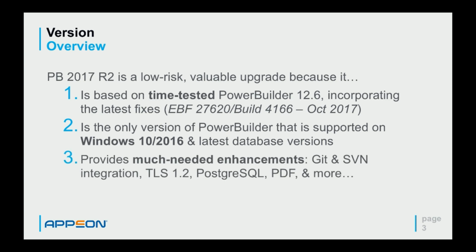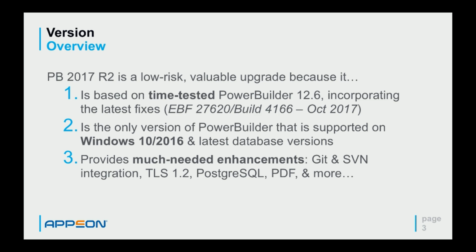We also focus on giving some much needed enhancements. PowerBuilder R2 is a revision, so it's not going to give you any groundbreaking features, but sometimes smaller features can solve really big pains, and that's what we focused on. One of the pains we focused on is source control management. Git and SVN are two very popular source control systems among our customers, and PowerBuilder historically has not been able to natively integrate with them, which caused all sorts of hassles and headaches for customers.